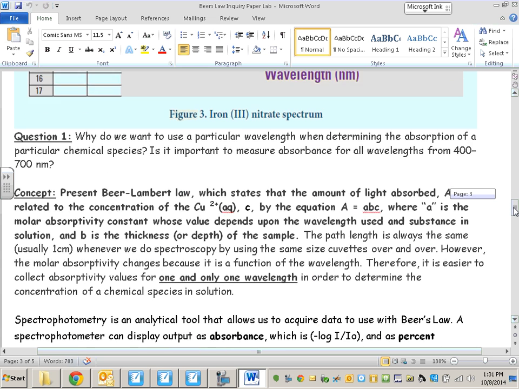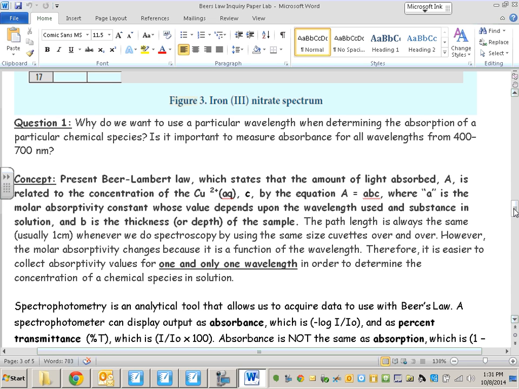Okay. So, question 1, why do we want to use a particular wavelength when determining the absorption of a particular chemical species? The reason is that if we use the correct wavelength, we get the correct absorption values. If not, you get wacky absorption values. And is it important to measure absorption for all wavelengths from 400 to 700? That's only if you don't know the particular wavelength you should be working with. So yes, if it's an unknown, but if I tell you you're going with 670 or 420 or something like that, that's because I've already done that pre-lab work for you.